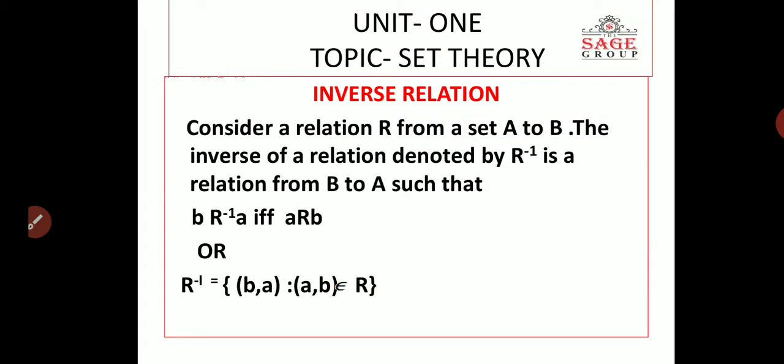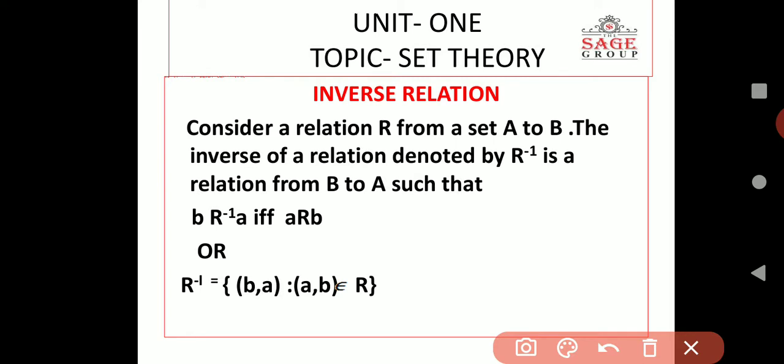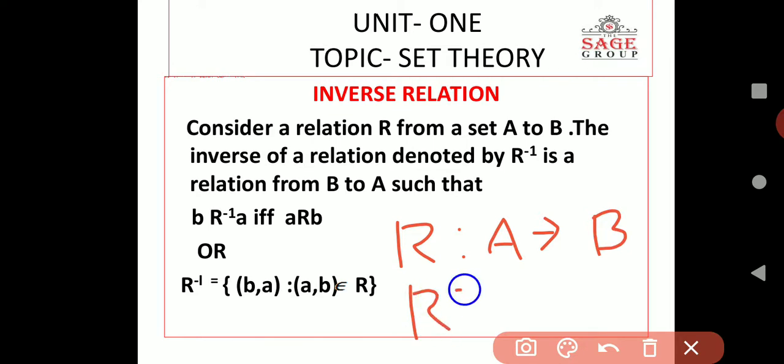And the definition of inverse relation. So what is inverse relation? Consider a relation R from a set A to a set B. Then the inverse of the relation is denoted by R inverse, and it is a relation from the set B to set A. So R is a relation from A to B, but R inverse is the inverse relation, and it is from B to A.